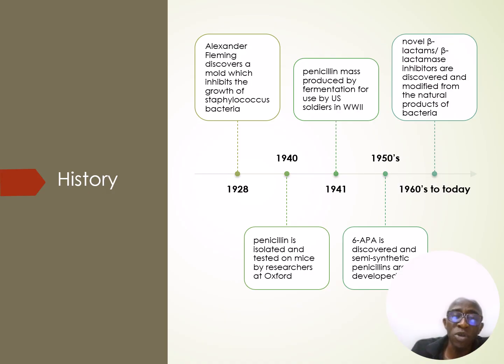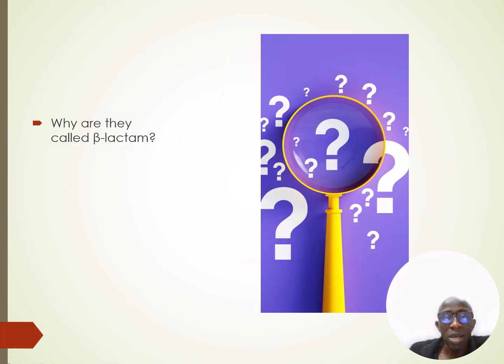Well, I'm not sure you are really interested much in this, but you can pause and have a look. Starting from the discovery of Alexander Fleming in 1928, a serendipitous discovery, to now that we've got a whole lot of novel beta-lactamase inhibitors like avibactam, durlobactam, and all that.